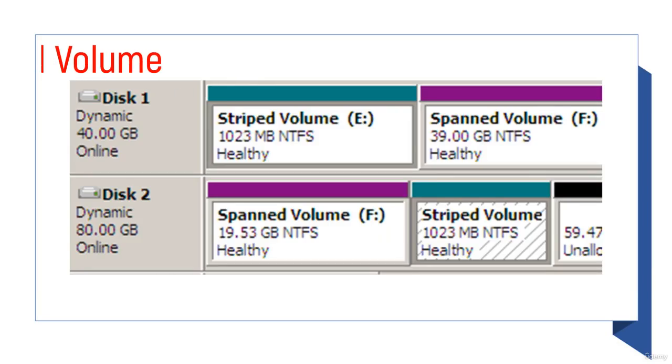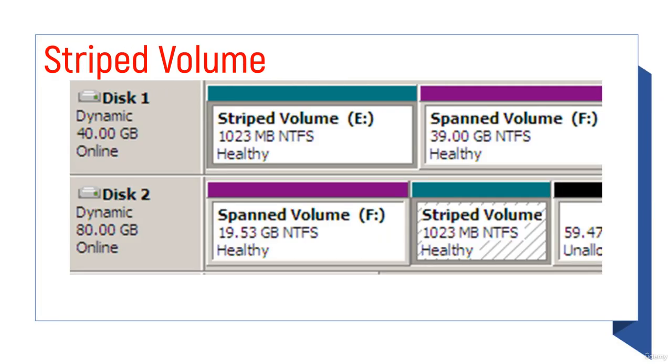A striped volume is a volume whose data is interleaved across two or more physical disks. The data on this type of volume is allocated alternately and evenly to each of the physical disks. You follow? So a striped volume cannot be mirrored or extended, and it is not fault-tolerant. And this striping is also known as RAID 0.